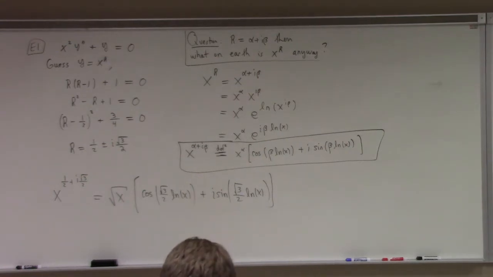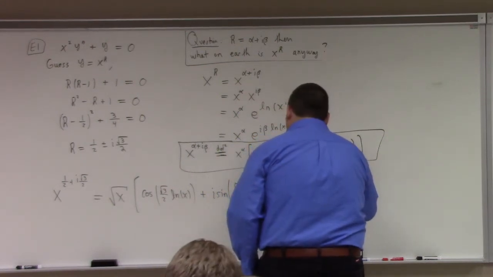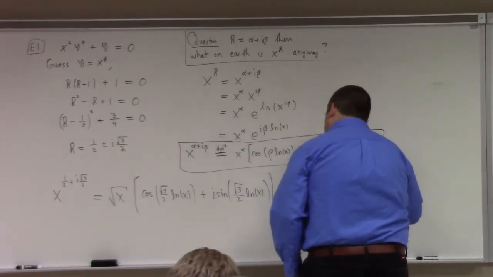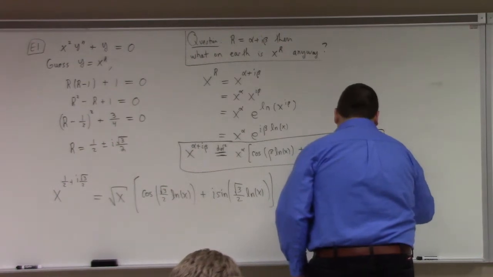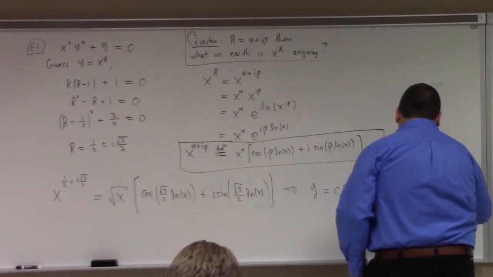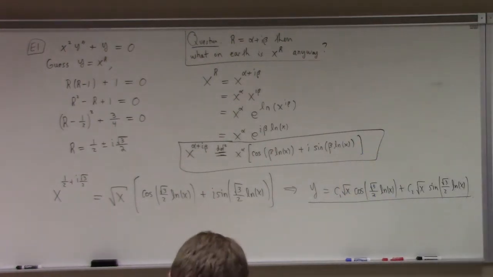So what do I do? I use the complexification technique to peel off the real and imaginary parts of this as my real solution. So from this, I see that y equals c1 square root of x cosine of the square root of 3 over 2 natural log of x plus c2 square root of x sine of the square root of 3 over 2 natural log of x. That, folks, is the general solution to this Cauchy-Euler problem. I seem to have led with the most confusing case. Sorry about that.